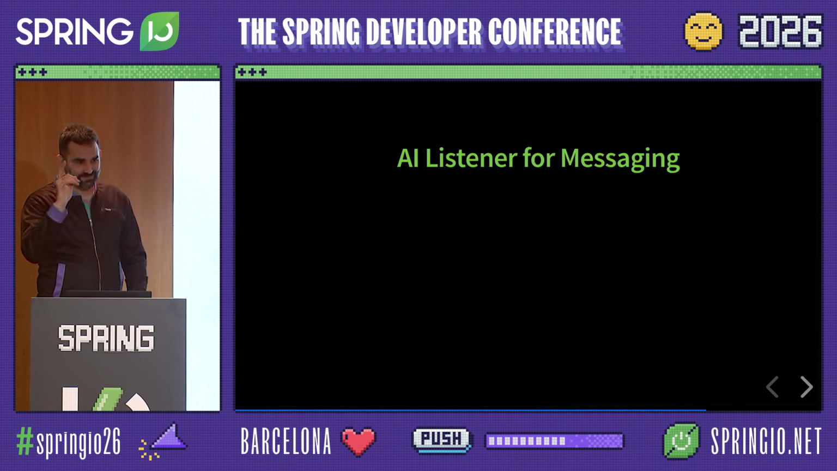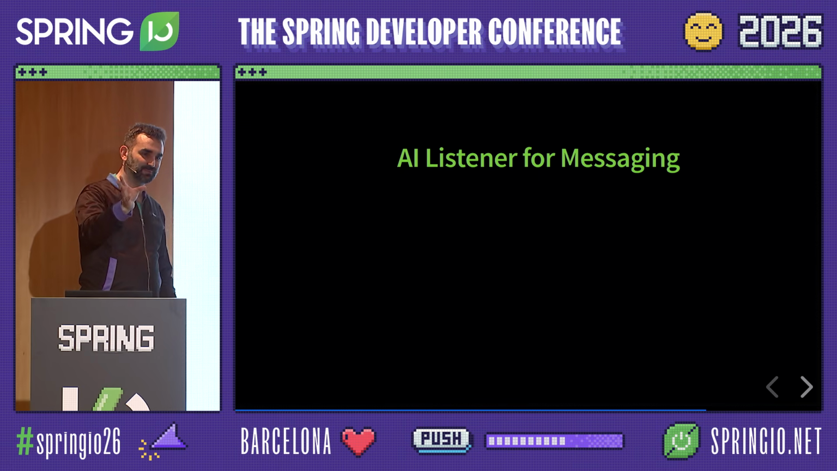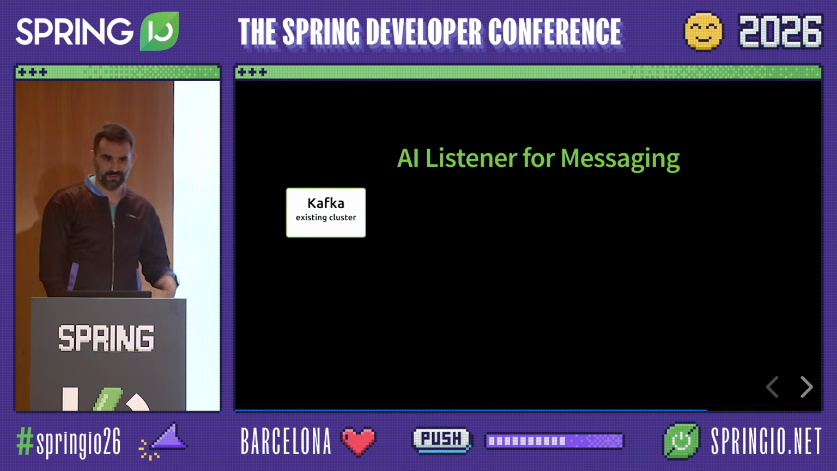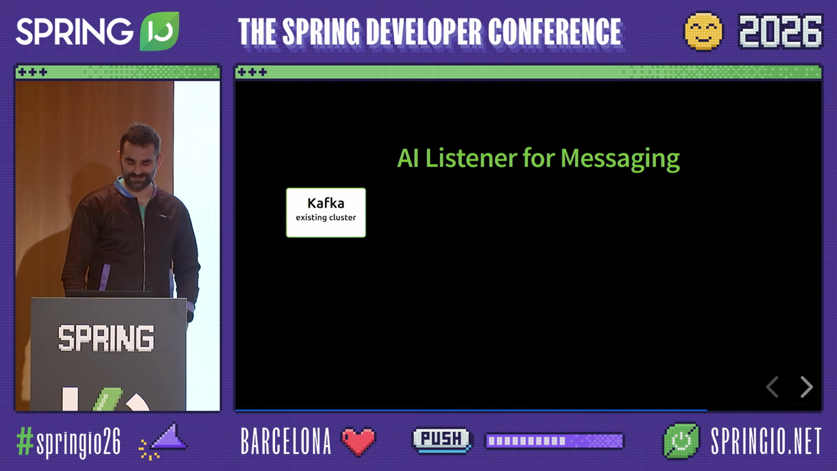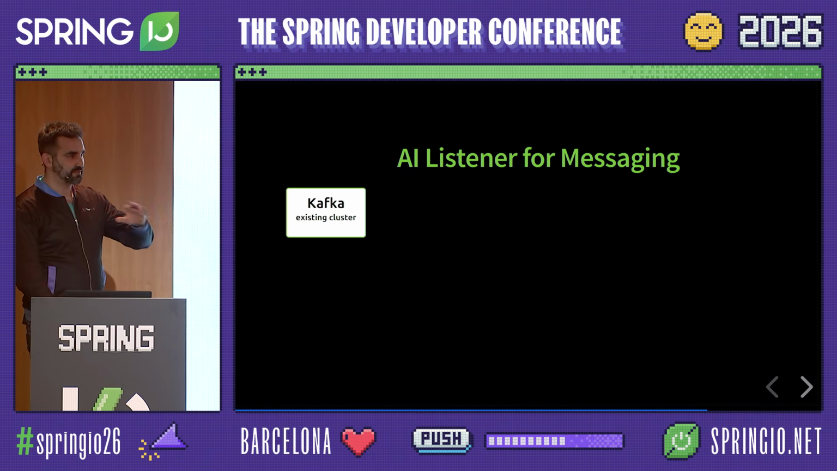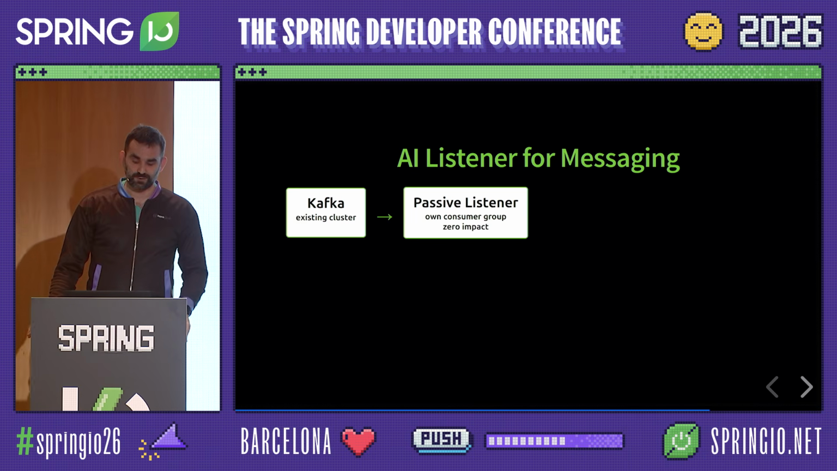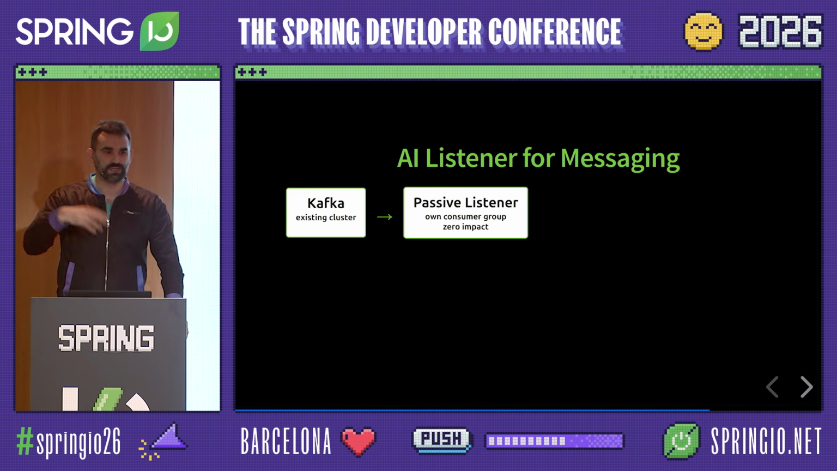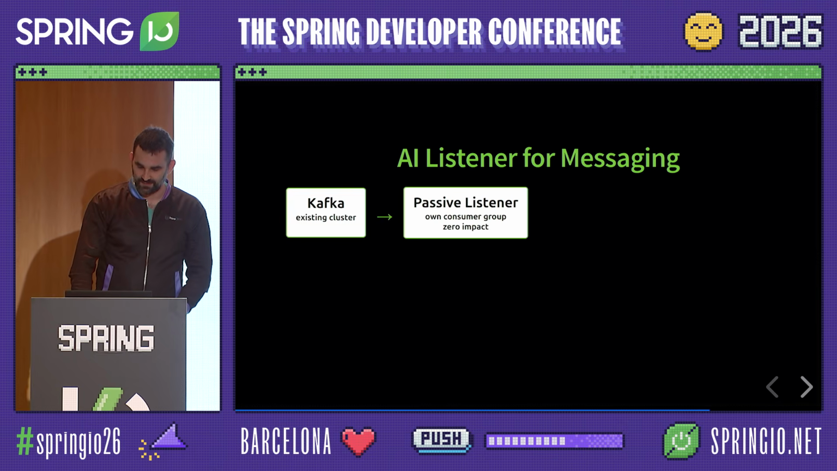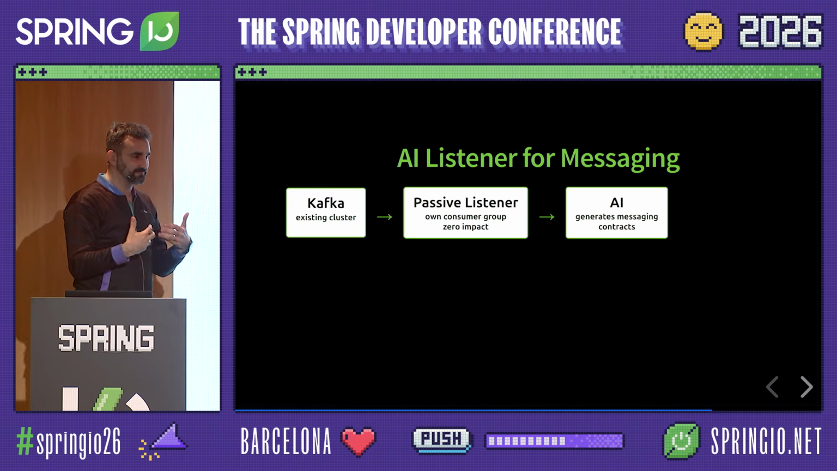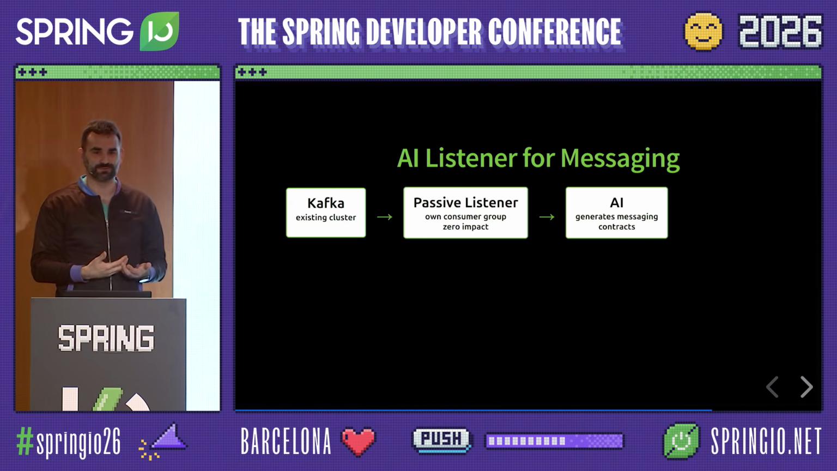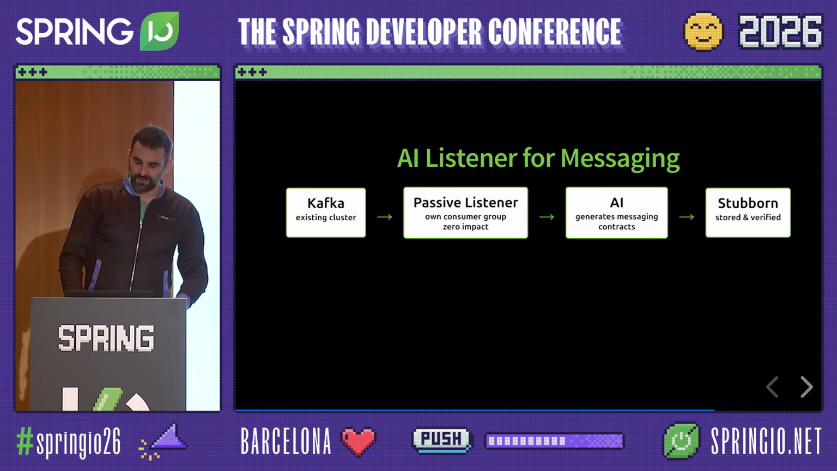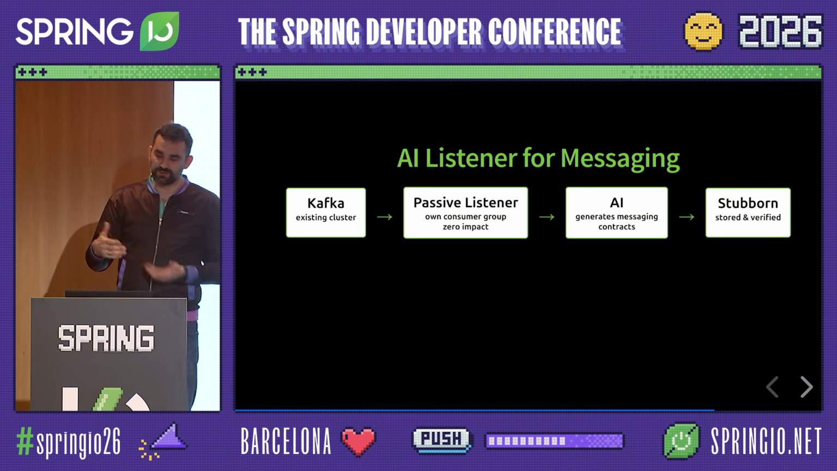Now, this is also nice. So we had a proxy for HTTP. What about messaging? What if we have, for now, Kafka? I don't have more time to do Rabbit. It's in the plans. Let's say we have Kafka with an existing cluster. What if we have a passive listener on a consumer group, not competing for messages, not acknowledging them, just picking? It's looking at them and generating messaging contracts from the actual traffic in production. And you can store them in stubborn.